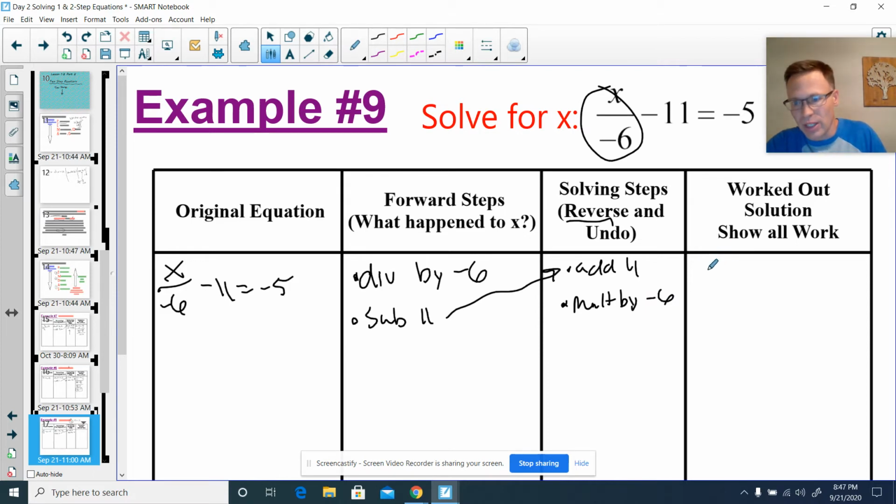In writing the equation again, we always start by doing that. x divided by negative 6 minus 11 is equal to negative 5. Oh, I'd better just erase that.